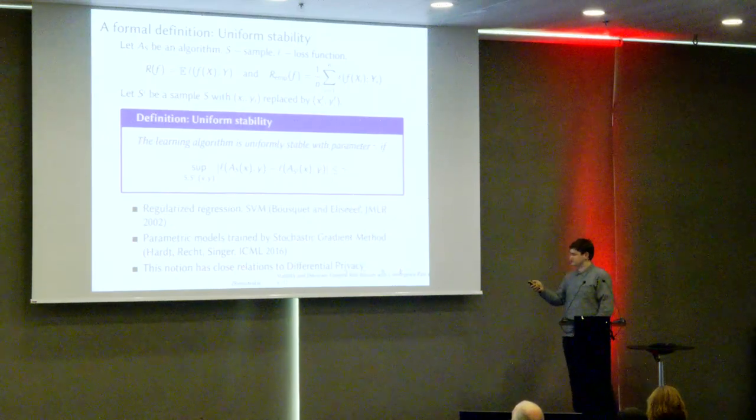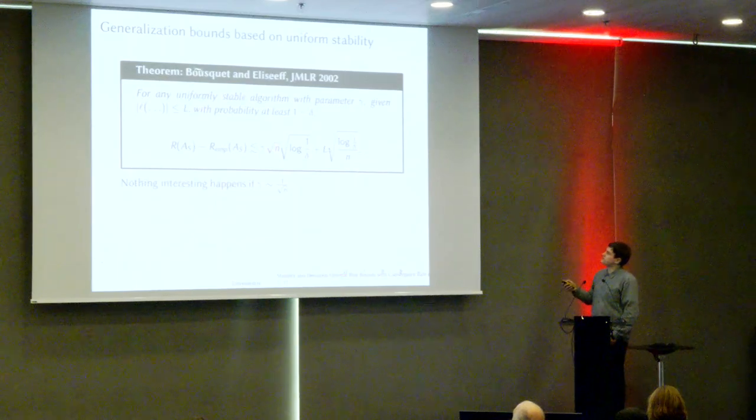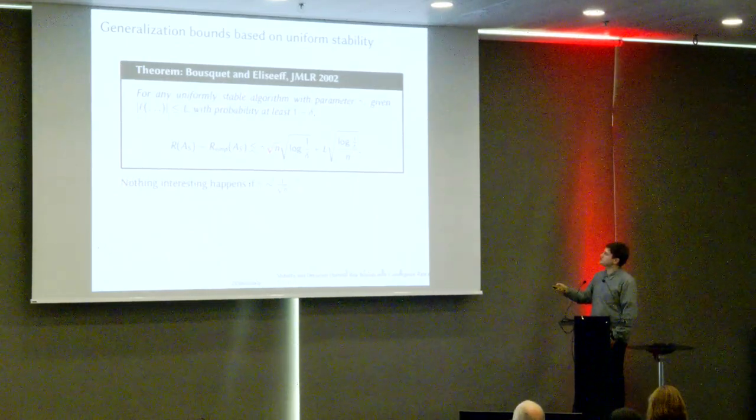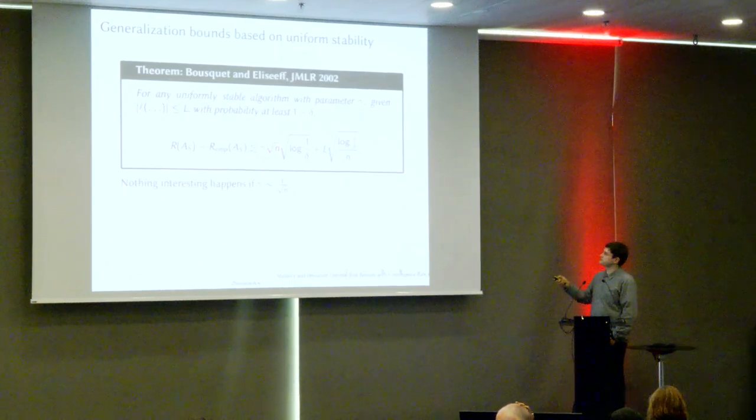It's like a special case of differential privacy. Now, if we go to theory, then until recently, the state-of-the-art result was, again, from the 2002 paper by Bousquet and Elisseeff, and it says the following: if I have a uniformly stable algorithm with parameter gamma, and my loss is bounded by L, then with high probability the following holds. The risk of the algorithm, so it's like my test error, minus the empirical error, is less than or equal to gamma square root n in this tail term, plus L square root of log(1 over delta) over n. So this is a sampling error in some sense.